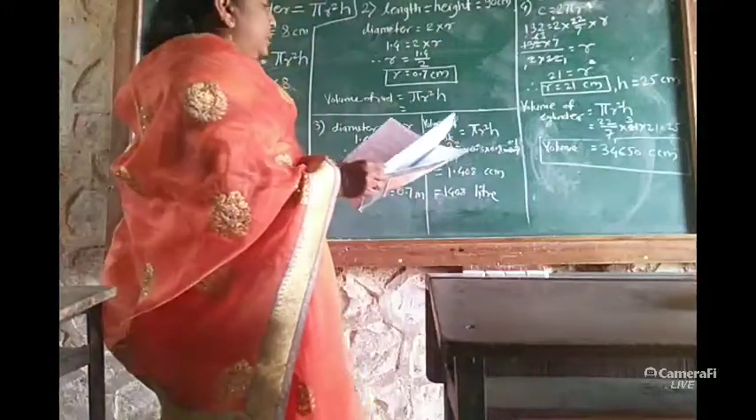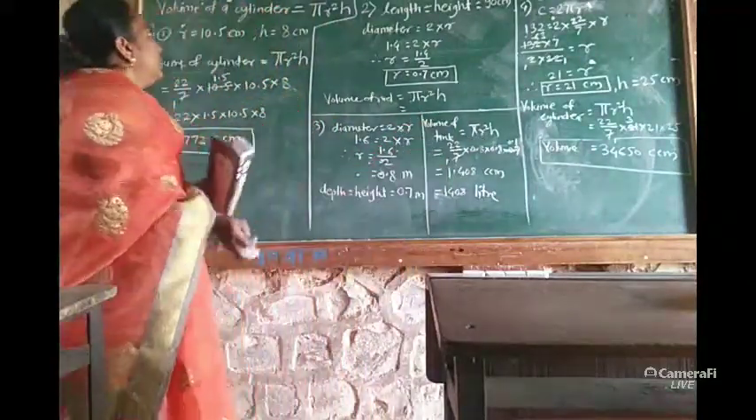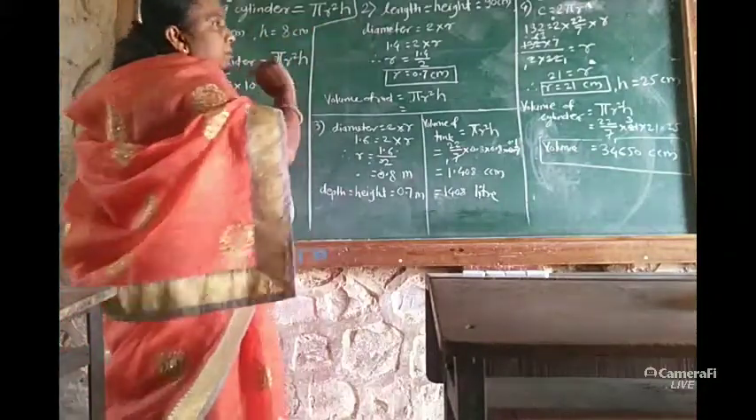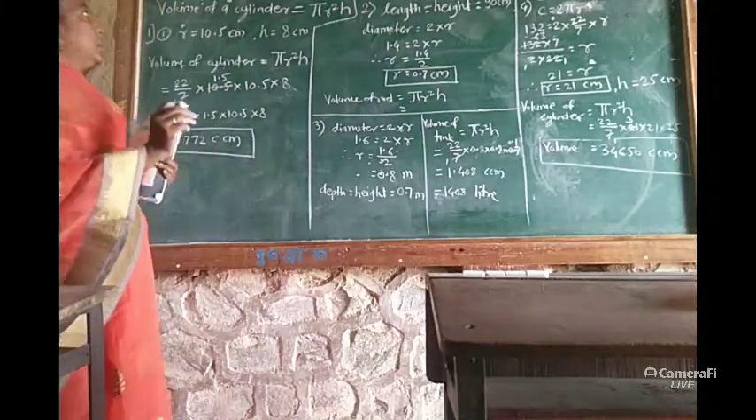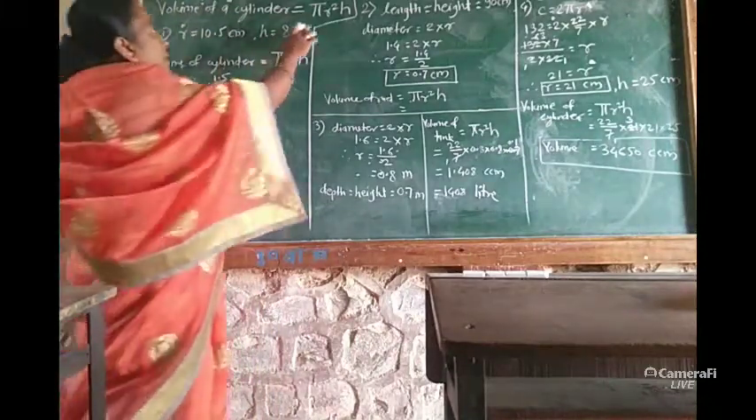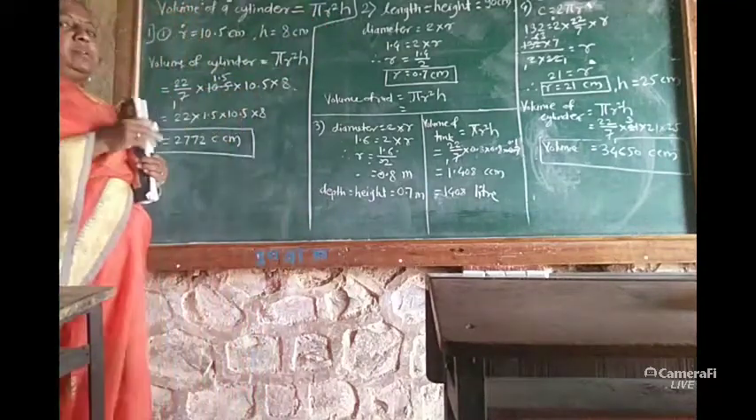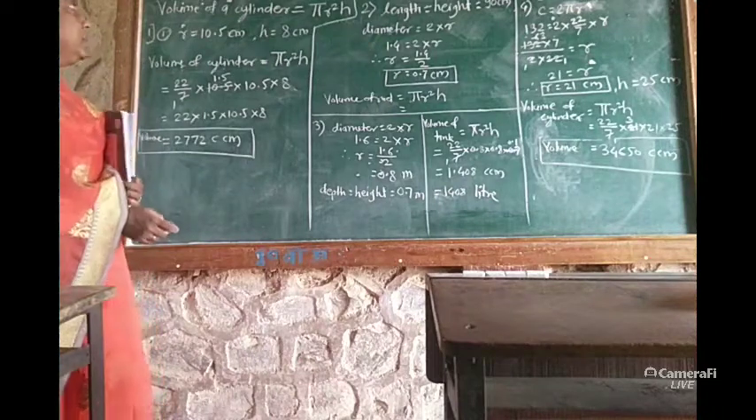Now see the formula for how we calculate the volume of a cylinder. Here I have given the formula. Volume of cylinder is equal to pi r square h. That means when the radius and height of a cylinder are given to you, you can calculate the volume of the cylinder by this formula, pi r square h, where pi is 22/7 or 3.14. R is the radius of the cylinder and h is the height of the cylinder.